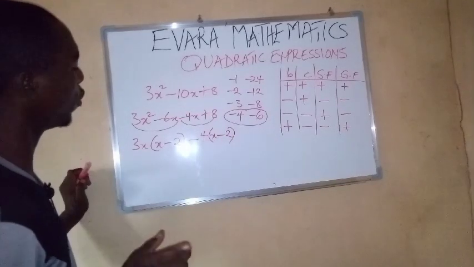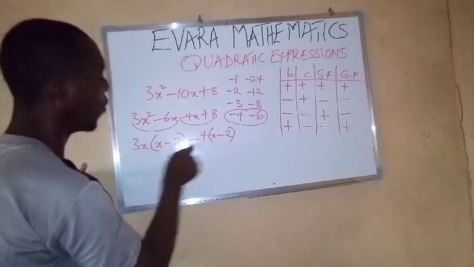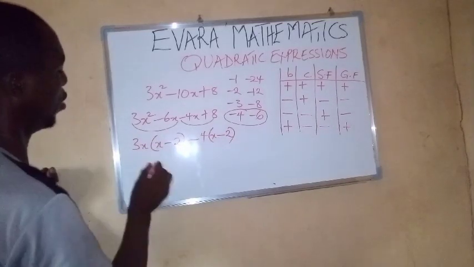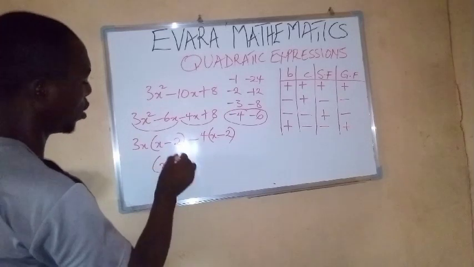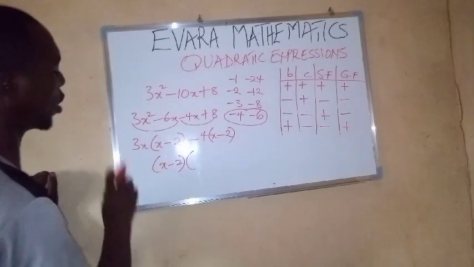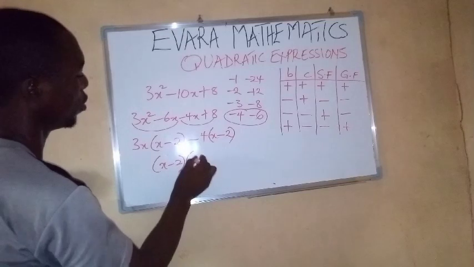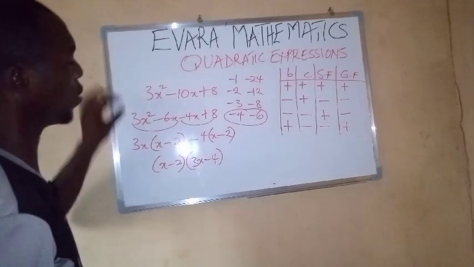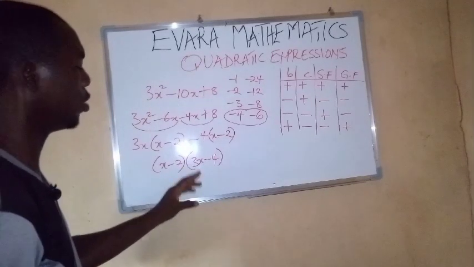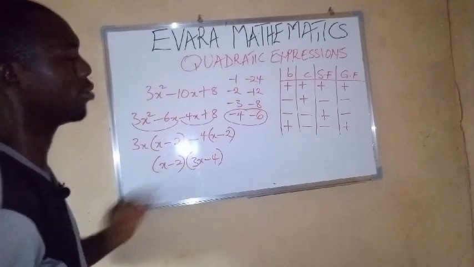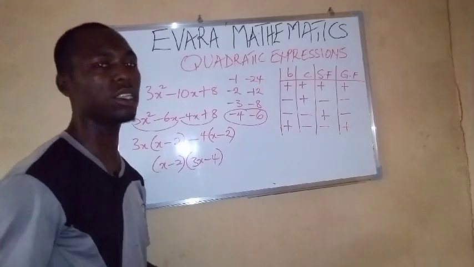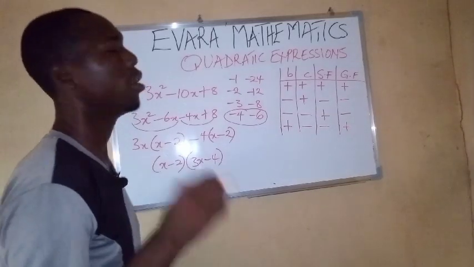So, like in the previous example, we see that what we have in the bracket are the same. You pick one out of the two, then open another bracket, put this 3x minus 4. So with this, we have factorized this expression into (x minus 2)(3x minus 4). In our next lesson, we shall take a look at how to factorize difference of two squares.